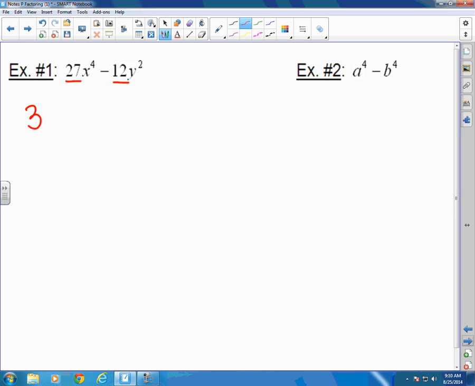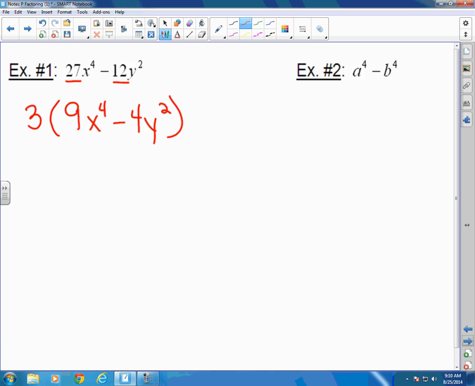Then look at your x term, your y term. They don't have anything in common. The first term and the second term have different variables. So the only thing we can take out is a 3. And then after we take out that 3, we want to continue factoring it. So we would end up with 9x to the 4th minus 4y squared.